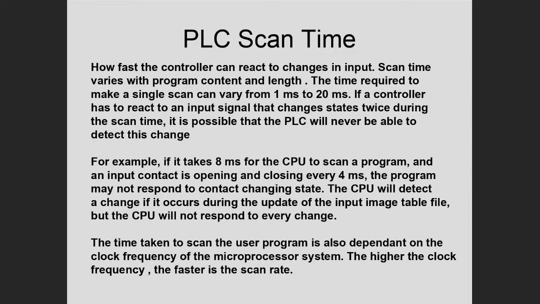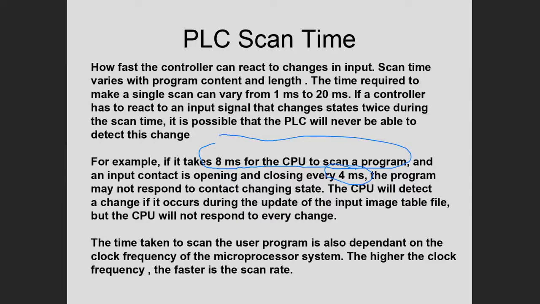Here's an example. If it takes 8 milliseconds for the CPU to scan a program, to look at the switches, to update the input image table, to look at your program, and to update the output image table, but you have a contact of a switch opening and closing every 4 milliseconds, you can see some of the information is going to be missed.